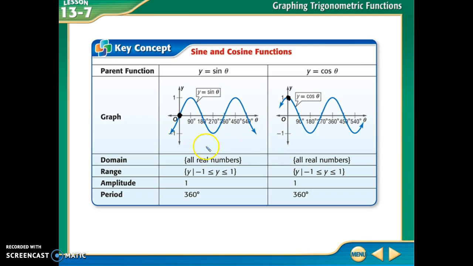All right, couple other things to note. Because it is only going up to 1 and down to -1, my range for sine and cosine for the parent functions is -1 to 1. So if I wrote that in interval notation, I'd put brackets.